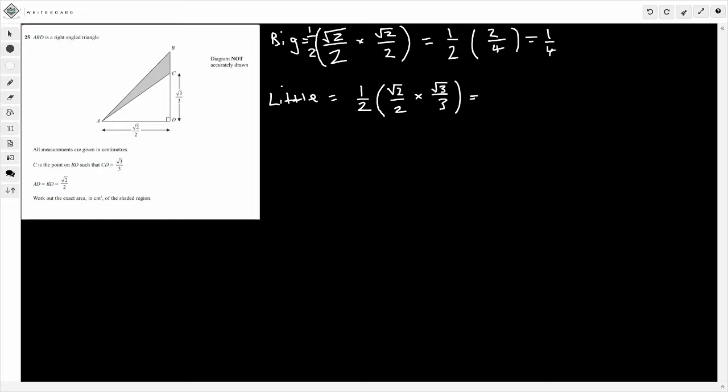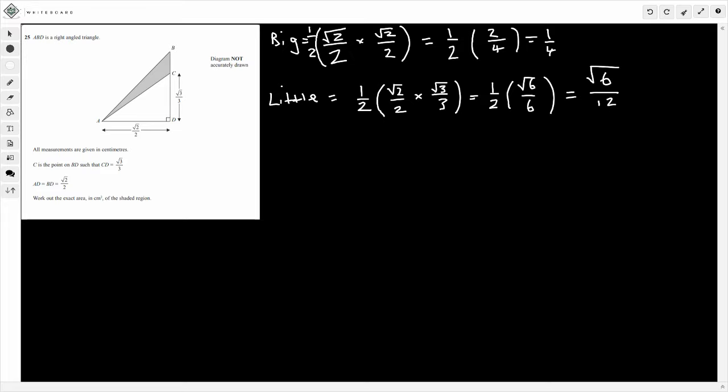So let's do that. Root 2 times root 3 is root 6, so this is a half of root 6 over something. 2 times 3 is 6, so the denominator is 6. So that is going to be the square root of 6 divided by 12. Let's just times this through like a normal fraction. 1 times root 6 is root 6, and 2 times 6 is 12.